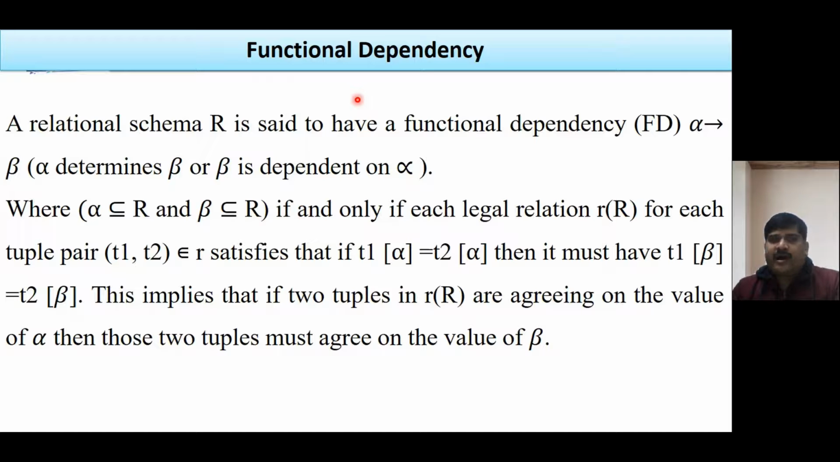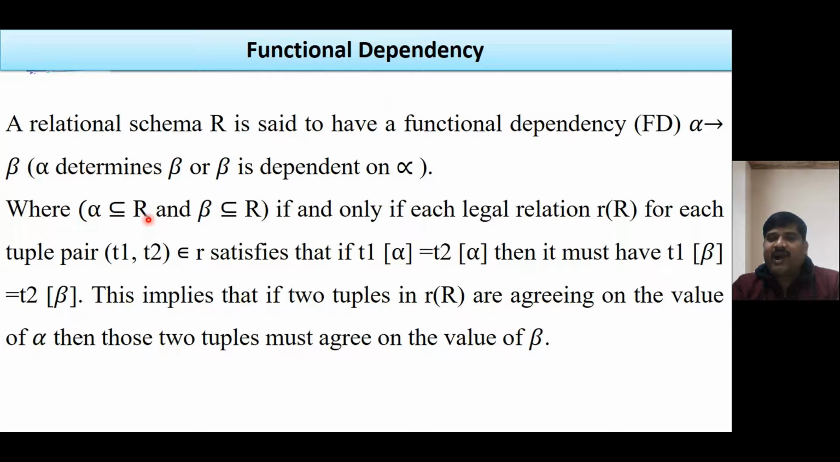A relational schema R or any table is said to have a functional dependency alpha determines beta. This arrow shows determines, or we can say that beta is dependent on alpha. What is alpha? Alpha is a set of attributes of R, or set of attributes of the table, and beta is also a set of attributes of the table or relation. And alpha is a subset of or equal to R.